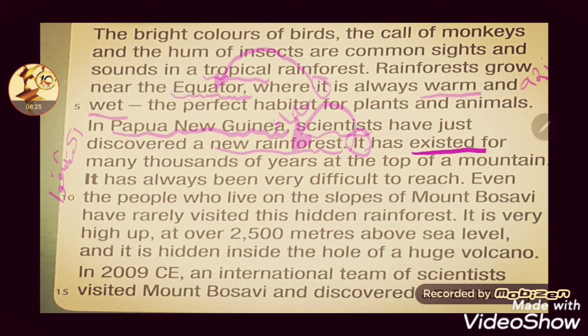It has existed يعني وجدت هناك أو في هذا المكان for many thousands of years, لآلاف من السنوات, at the top of a mountain, بأعلى الجبل. This mountain called Mountain Bozave, هذا الجبل اللي موجود فيه هاي rainforest موجود وين؟ موجود بماونتن بوزيف. إذا إحنا حكينا إنه in Papua New Guinea scientists have just discovered a new rainforest and it has existed for many thousands of years at the top of a mountain, كانت في أعلى الجبل.